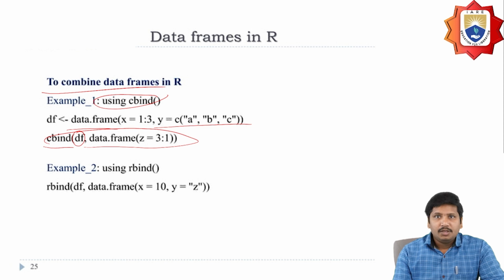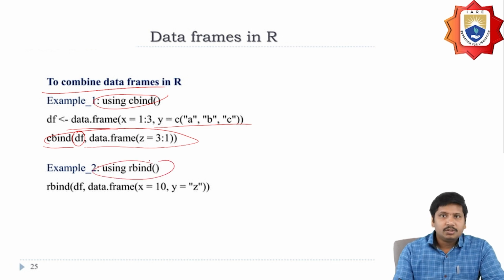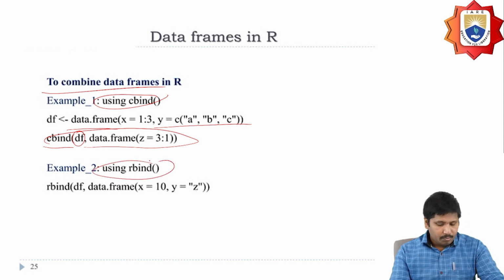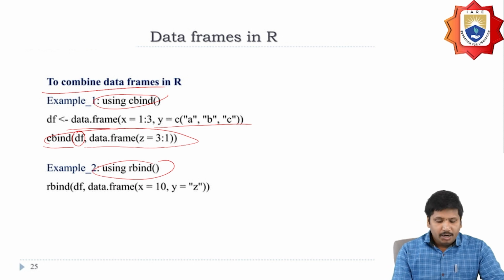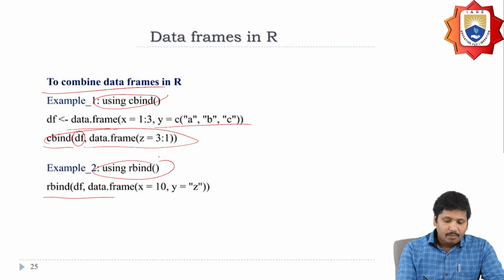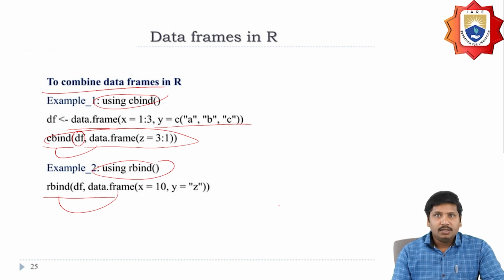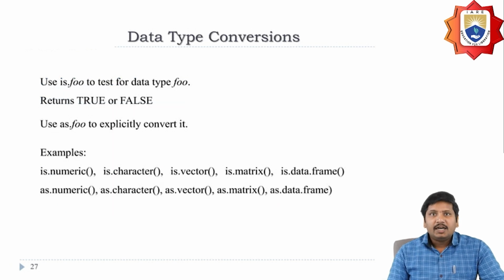z3 is to 1. Similarly, we can use the rbind method: rbind of df comma data.frame. I can pass the data frame as the parameter to cbind as well as rbind, row-wise and then column-wise. And the next topic is data type conversion.